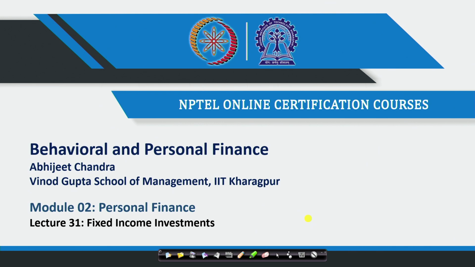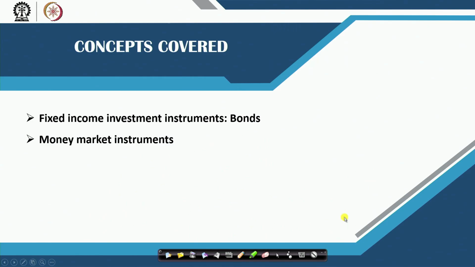In this session, we will discuss fixed income investment, and we will try to cover different fixed income instruments. Mainly we will discuss bonds and certain other fixed investment instruments known as money market instruments.